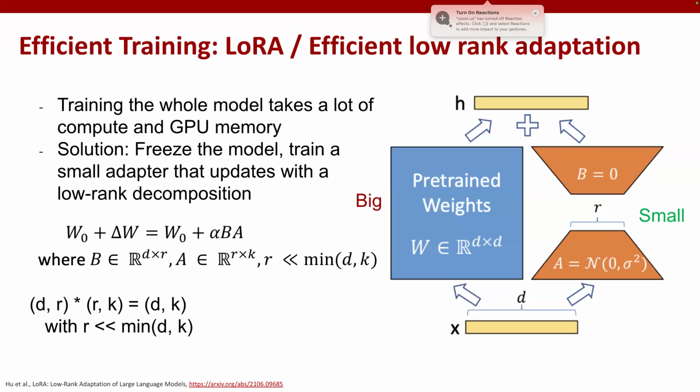So one very popular work in efficient training is low rank adaptation, which is called LoRA. The motivation is that training the whole model takes a lot of compute and a lot of GPU memory. So the solution they introduced is that they freeze the whole model, and then they train a small adapter that updates the parameters in a low rank manner.